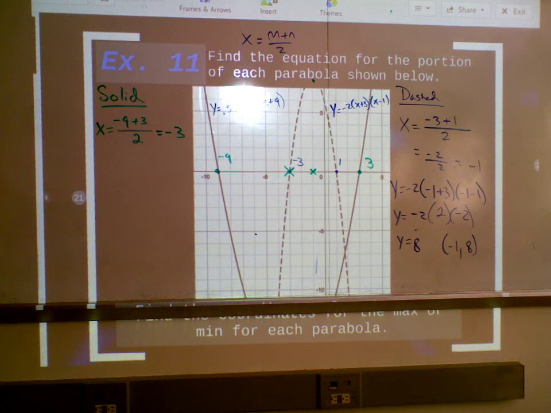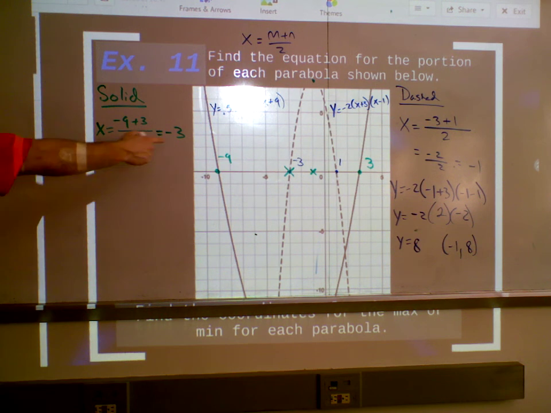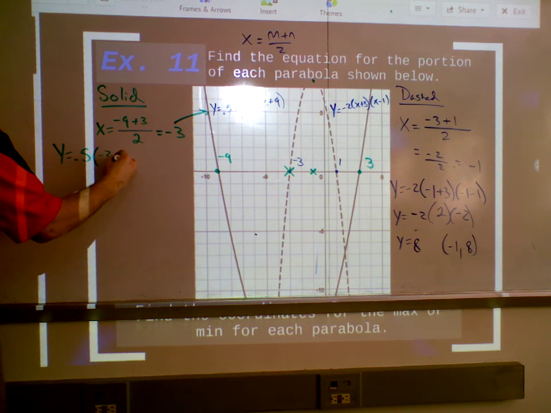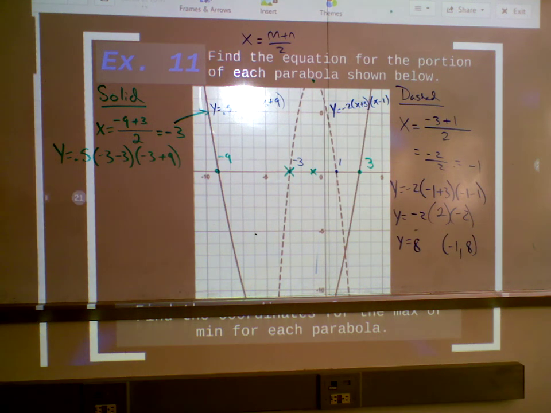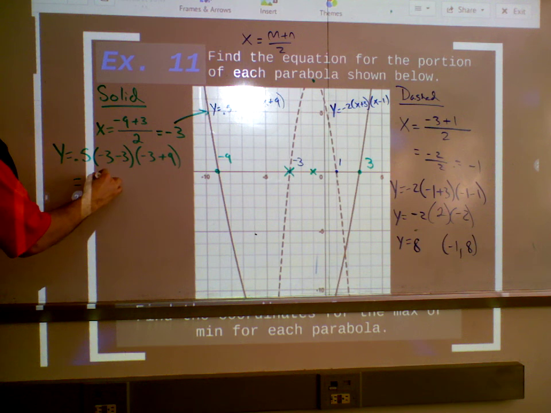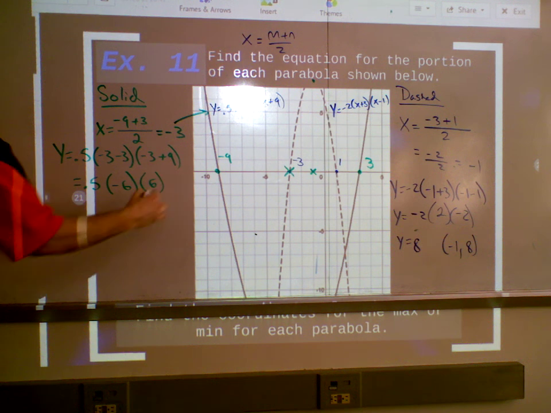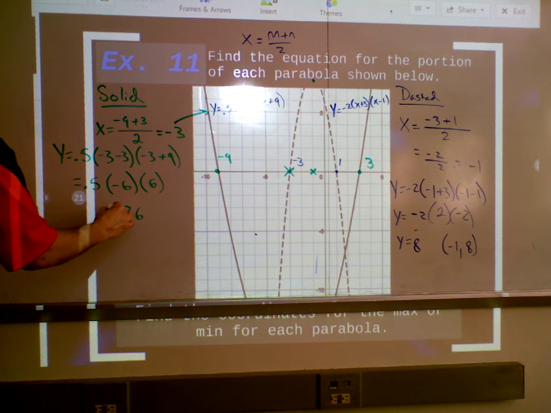Is that spot equal space between negative 9 and 3? Yeah, it looks like it is. So now what do I do with negative 3? Plug it into that equation, right? y equals 0.5 times (negative 3 minus 3) times (negative 3 plus 9). You can plug this in all at once in your calculator. We get 0.5 times negative 6 times 6. Negative 6 times 6 is negative 36. Half of negative 36 is negative 18.